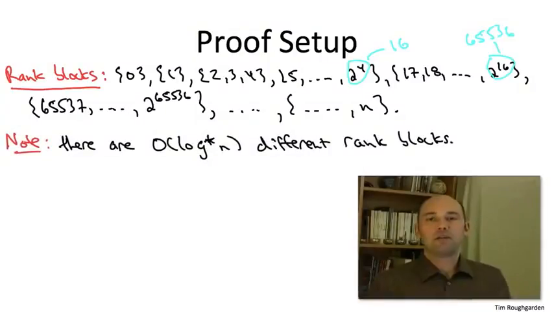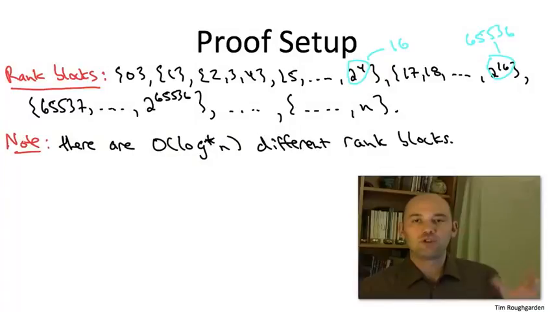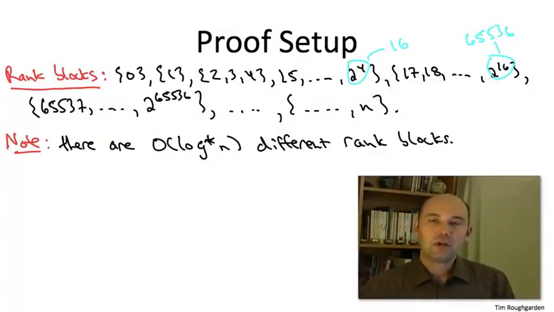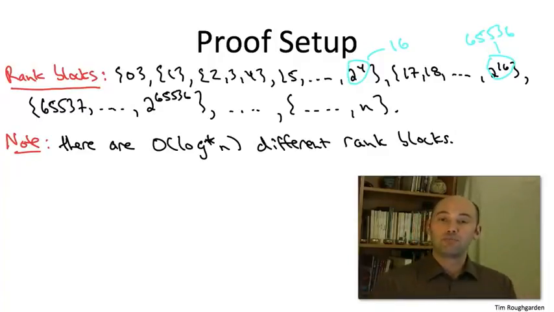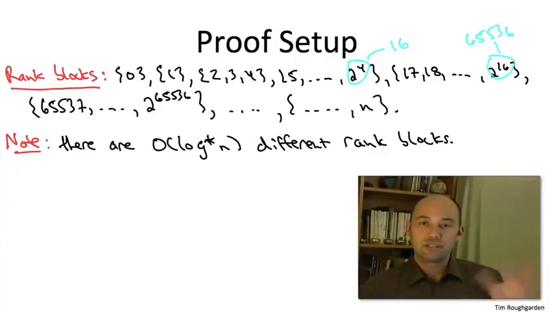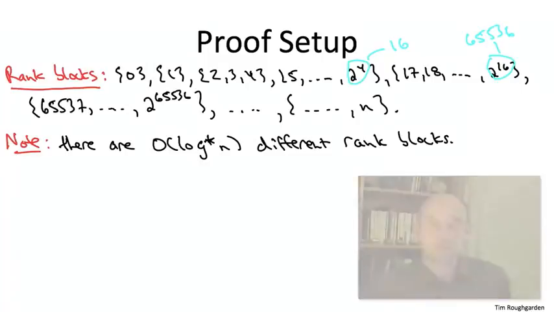So how many rank blocks are there? Well, focus just on the largest member of each of the rank blocks. The largest member of a given rank block is 2 raised to the largest member of the previous rank block. So for the tth rank block, roughly what you have as this largest entry is 2 to the 2 to the 2 raised t times. How many times do you need to do that before you get n? By definition, you need log star of n. So that's how many rank blocks there are. That's where log star n enters the analysis.